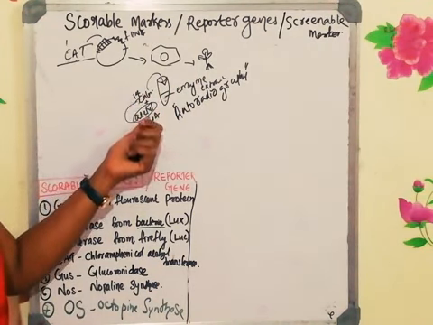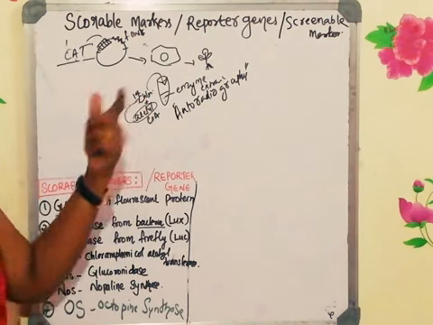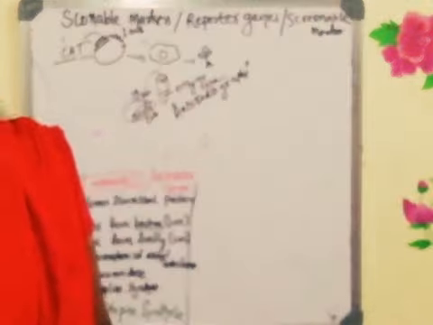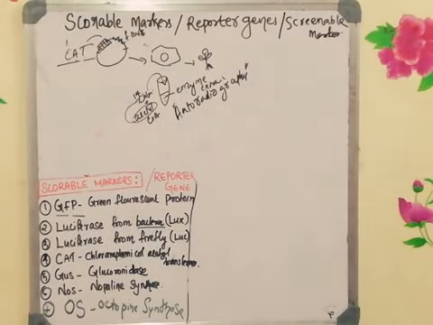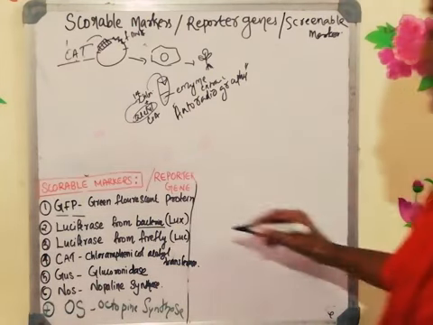Chloramphenicol acetyl transferase will transfer the acetyl group to the chloramphenicol, and you get acetylated chloramphenicol. Due to the formation of acetylated chloramphenicol, radioactivity will be there, which can be measured by autoradiography. Fine. So that is also done.